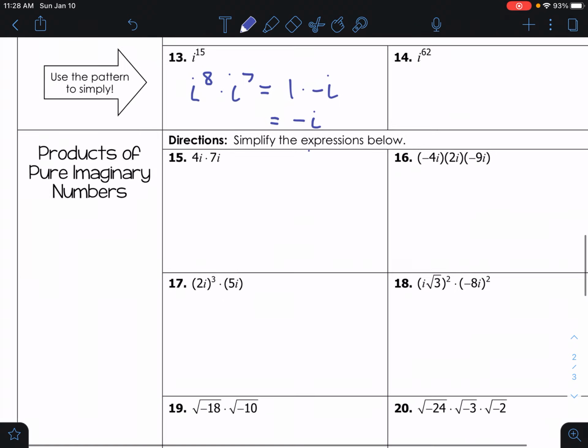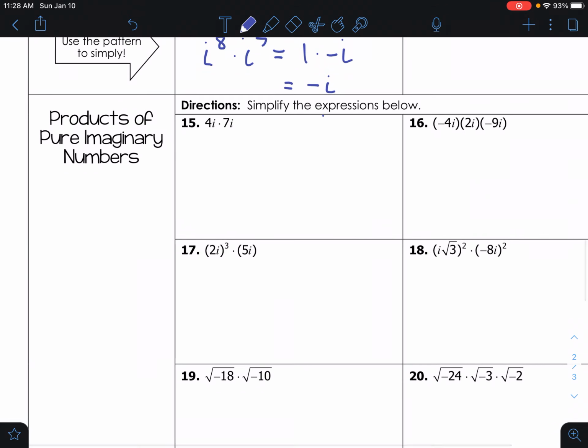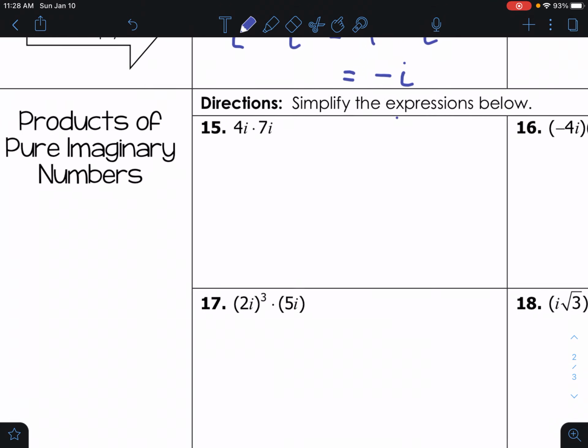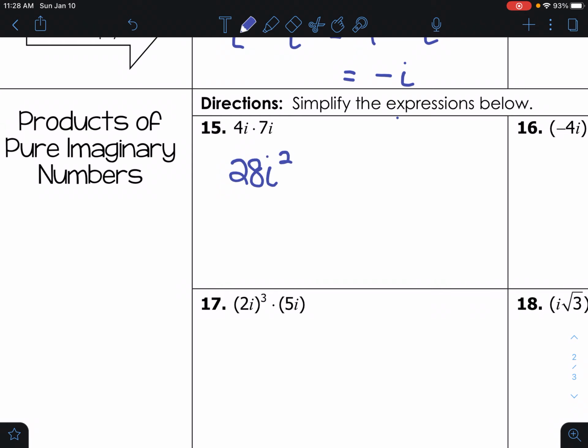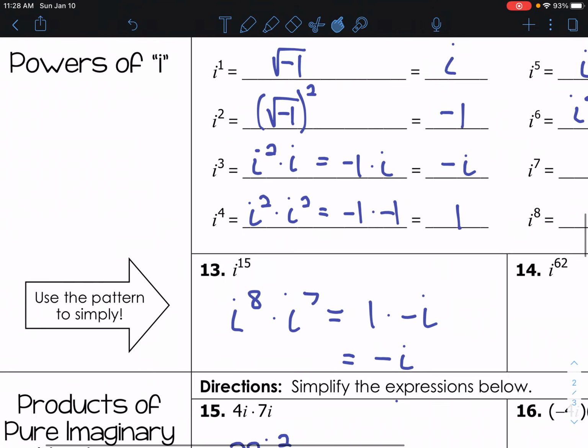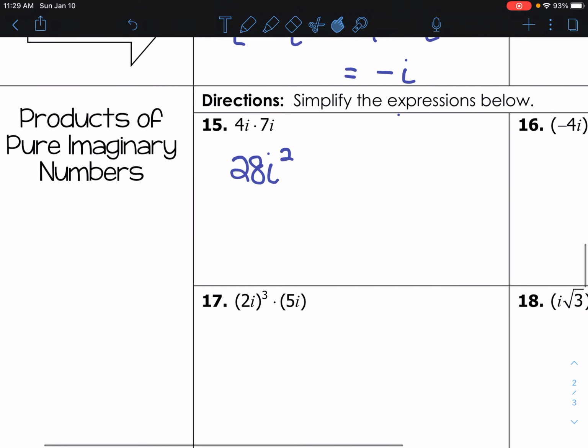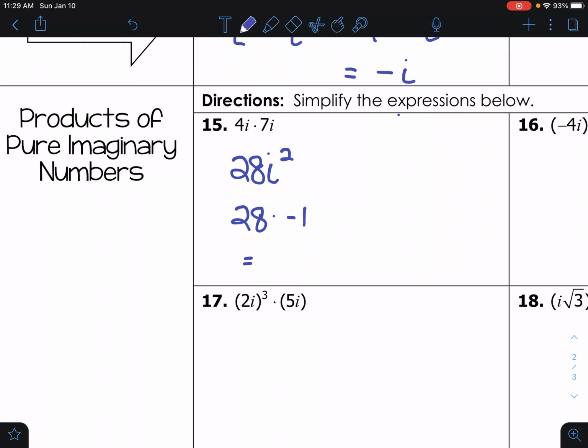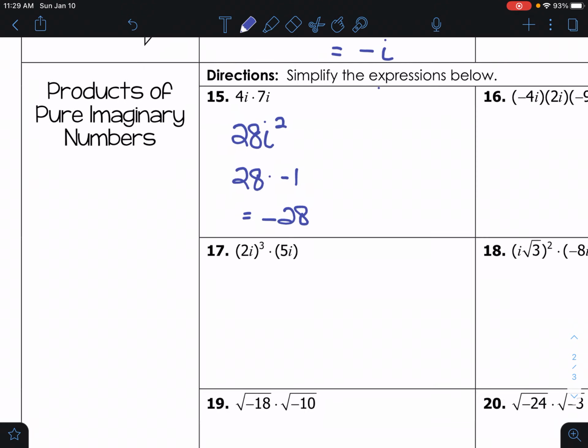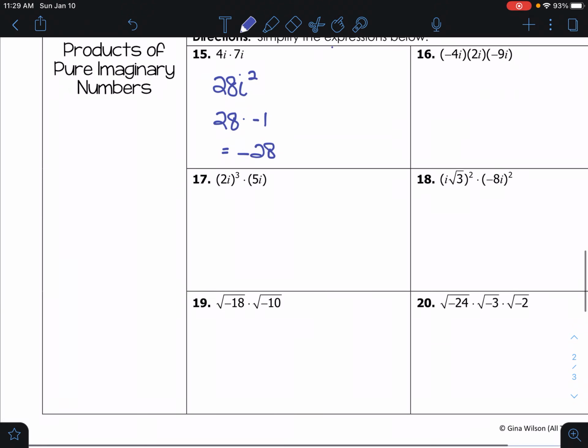Okay. I want to go through a couple of these just to make sure that this makes sense. So here, if you multiply this, you would multiply the coefficients, so you'd get 28, and then i times i is i squared. Now you're going to look back up here and you say, oh, i squared is negative 1. So this is really just 28 times negative 1. And as weird as that might be, this is negative 28. Okay.